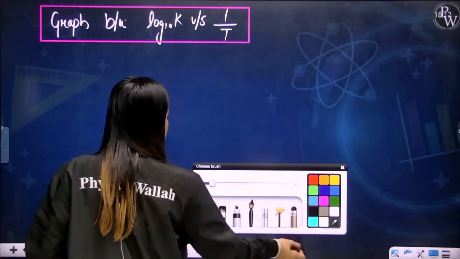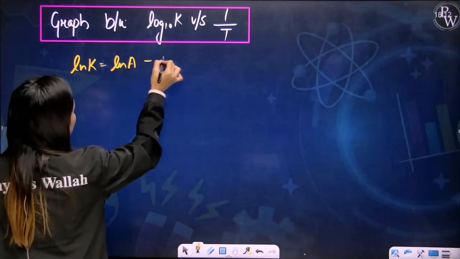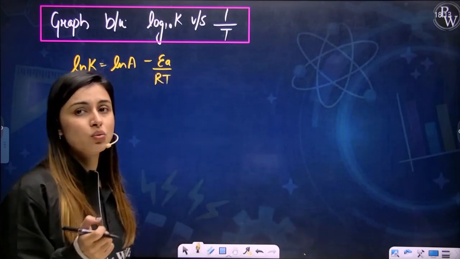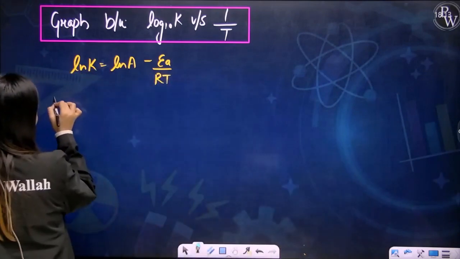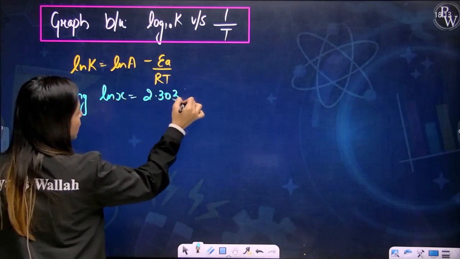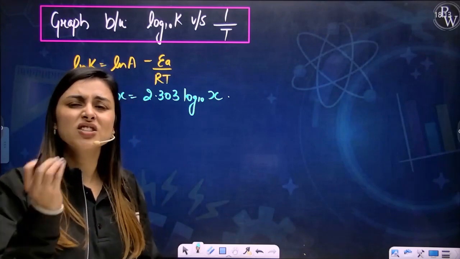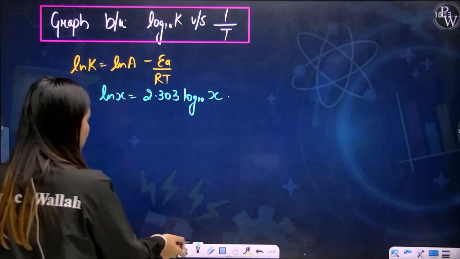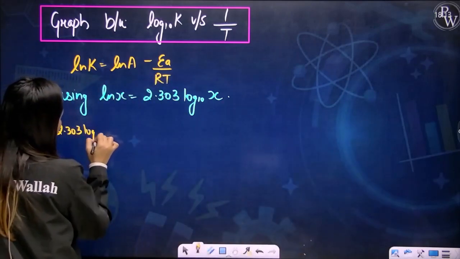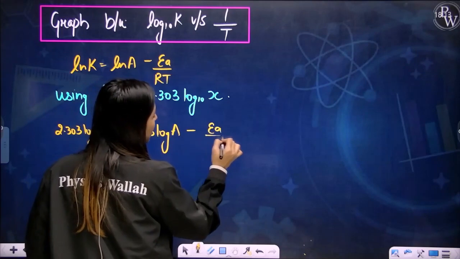So how are we going to do this? See, you know that ln of k is equal to ln of A minus Ea by RT. Right? I hope you're clear with this. You don't have any issues till now. So now, my dear students, you are going to use a log property: ln of x is actually equal to 2.303 log base 10 of x. Okay. So whenever you have to convert a natural log to log base 10, just multiply it by 2.303. So if I multiply it by 2.303, I'll get 2.303 log base 10 k will be equal to 2.303 log base 10 A minus Ea by RT.